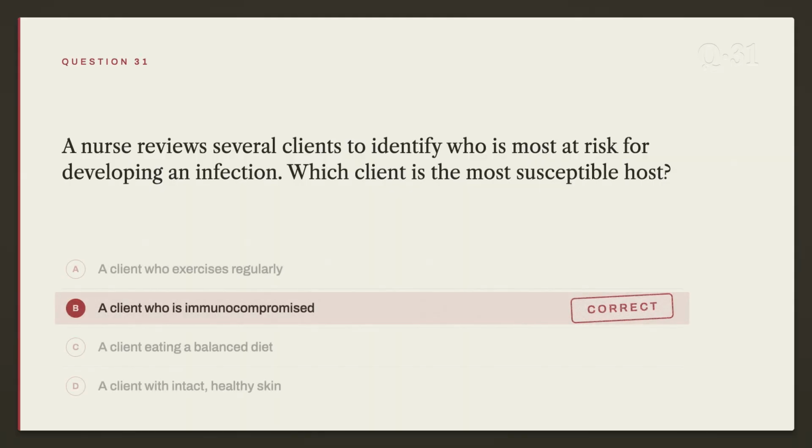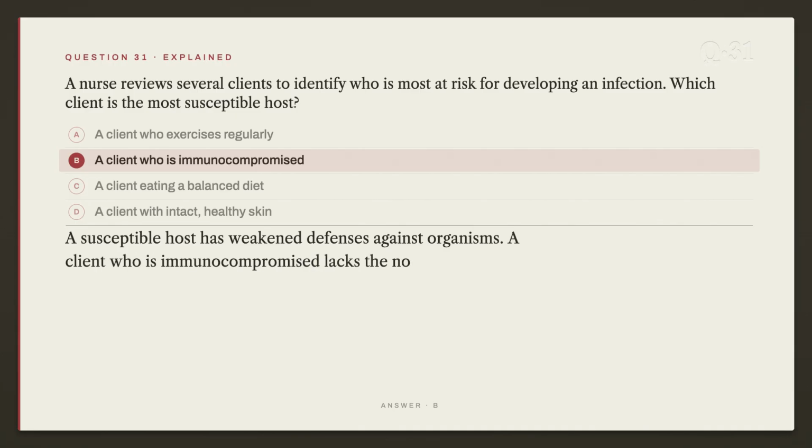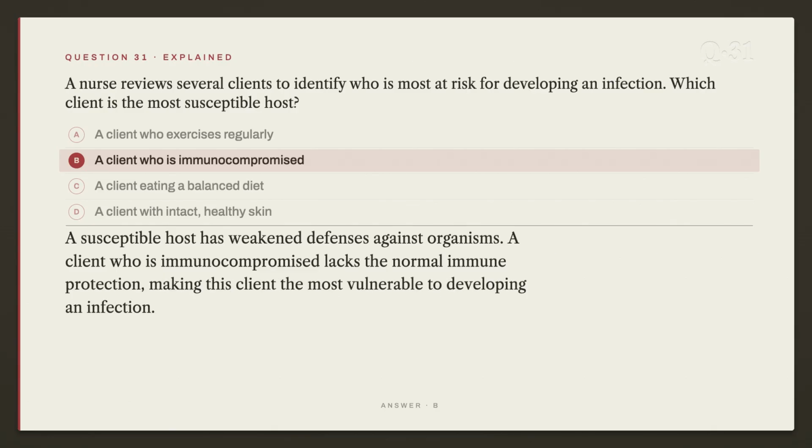The correct answer is B, a client who is immunocompromised. B is correct because a susceptible host has weakened defenses against organisms. A client who is immunocompromised lacks the normal immune protection, making this client the most vulnerable to developing an infection.